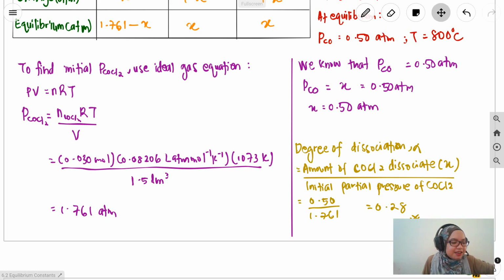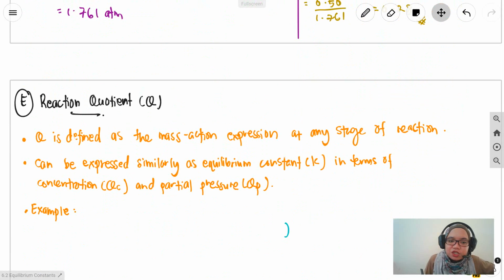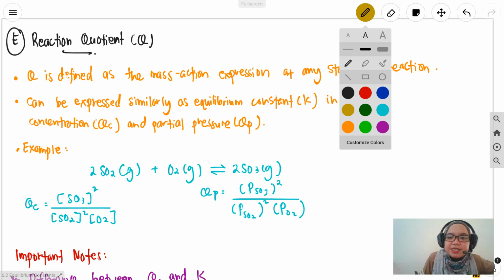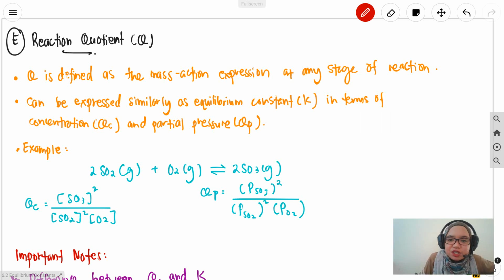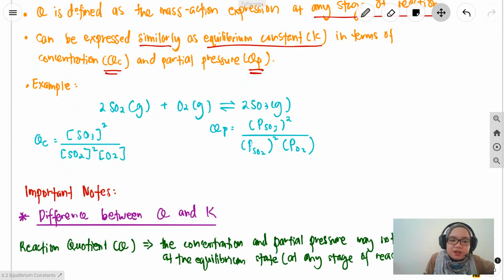Okay, now we are going to move on to the next part of this chapter, which is we are going to look at reaction quotient Q. So reaction quotient Q can also be defined as the mass action expression at any stage of reaction. It can be expressed similarly as equilibrium constant K in terms of concentration, QC, and partial pressure, QP. For example, here we have this equation. 2 sulfur dioxide gas reacts with oxygen gas to form 2 mole of sulfur trioxide gas.